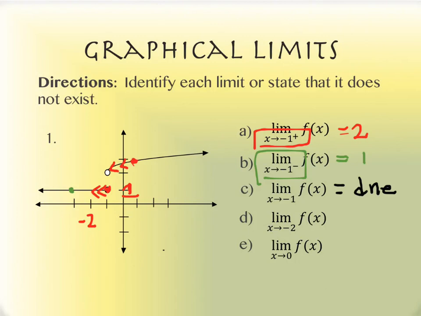What matters is what happens when we get really close to the x value we're concerned with, in this case the x value of -2, which gives me a y value of 1.